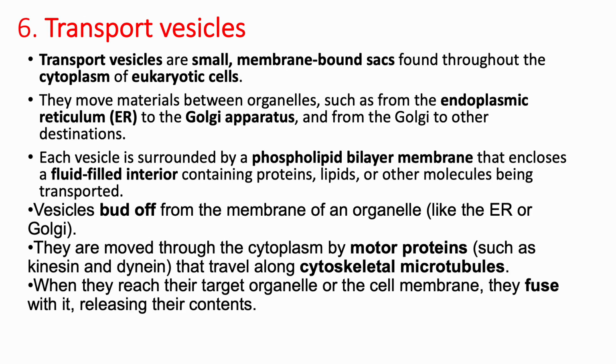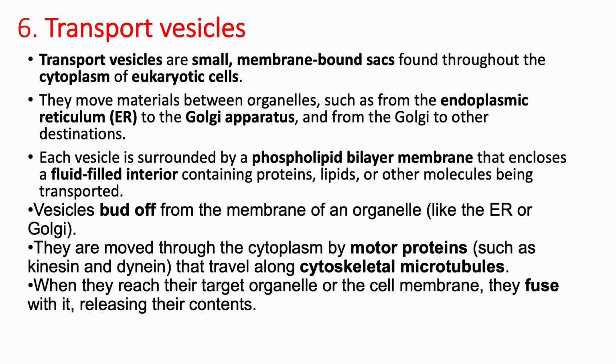Let's discuss transport vesicles. These are small membrane-bound sacs found throughout the cytoplasm of a eukaryotic cell. They move materials between organelles, such as from the endoplasmic reticulum to the Golgi apparatus, and from the Golgi apparatus to other destinations, like the cell plasma membrane.